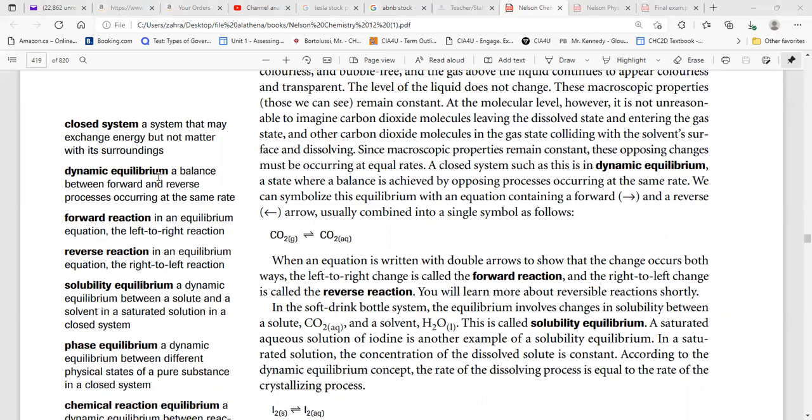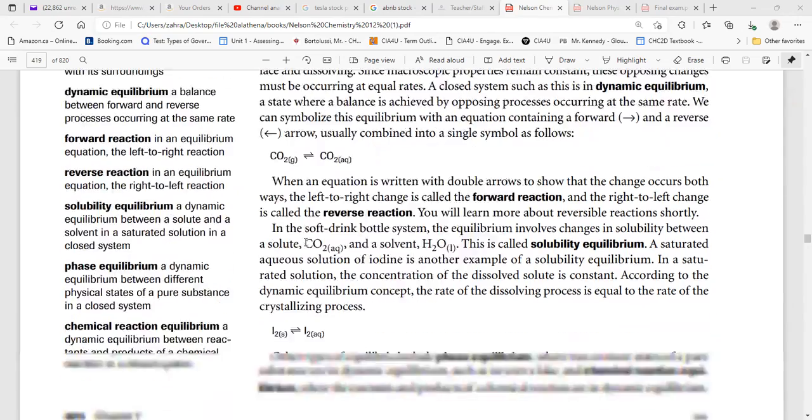Knowing that dynamic equilibrium is the balance between the forward and the reverse process occurring at the same rate, it means that at the same rate as CO2 turns to CO2 aqueous, CO2 aqueous turns to CO2 gas. The forward reaction is from left to right, and the reverse is from right to left. As you see, this is two arrows.